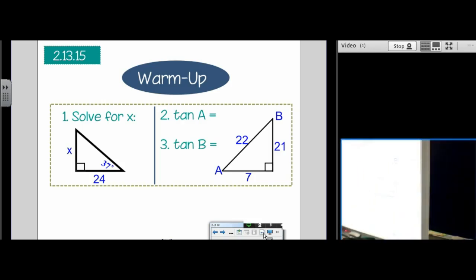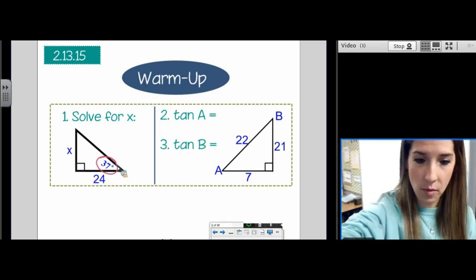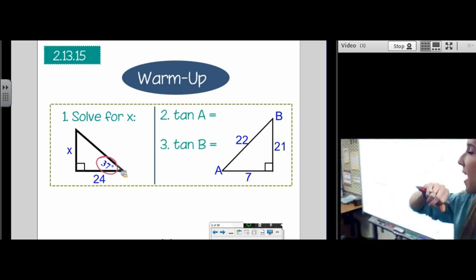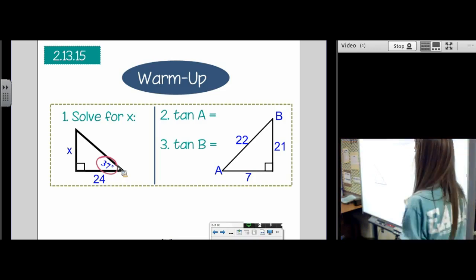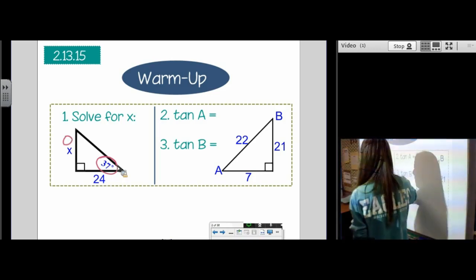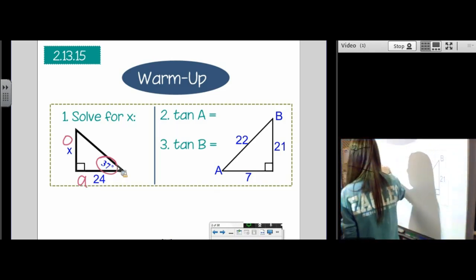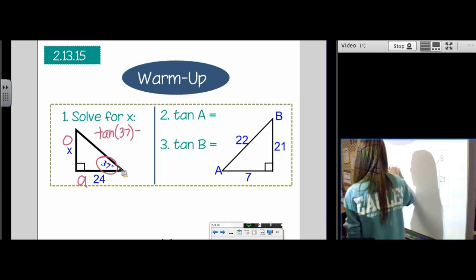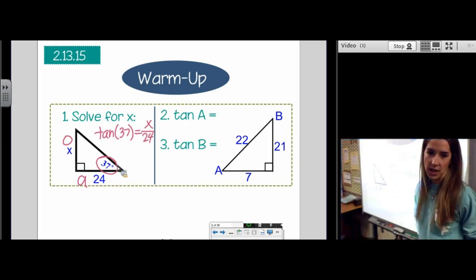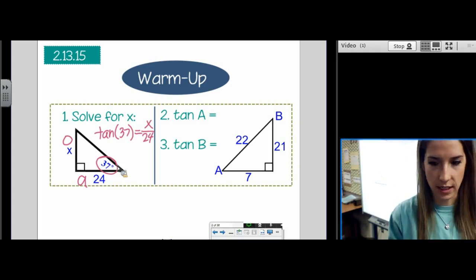Okay, so what do we do first when we are given a problem where we need to solve for x? First of all, we circle the angle. That's our point of reference. Sometimes people call it the reference angle. Okay, and then compared to our angle, we can label our triangle. X is opposite and 24 is adjacent. And we know that we write tan, we put the angle, then we put equals, and we know the tan ratio is opposite over adjacent.